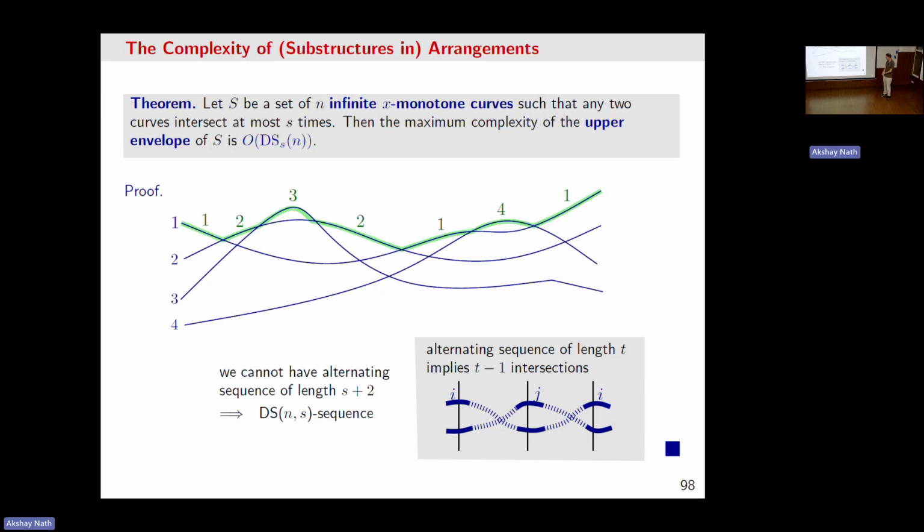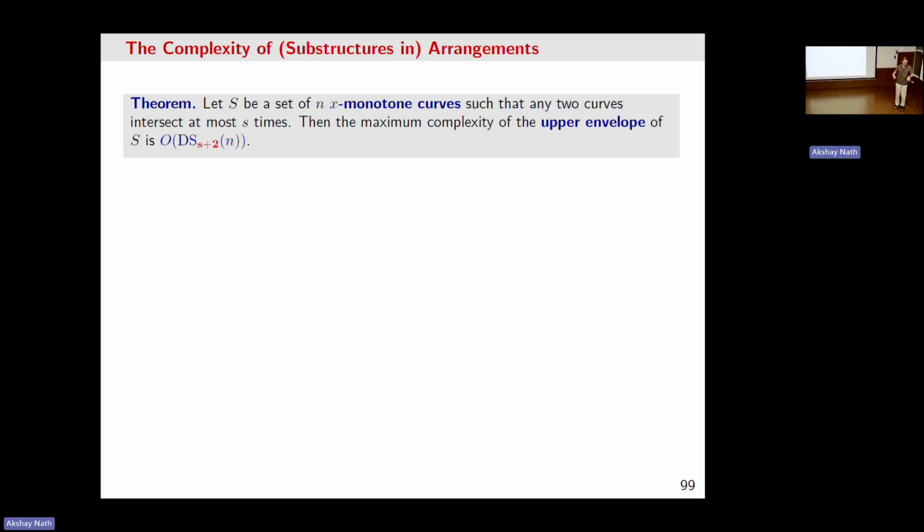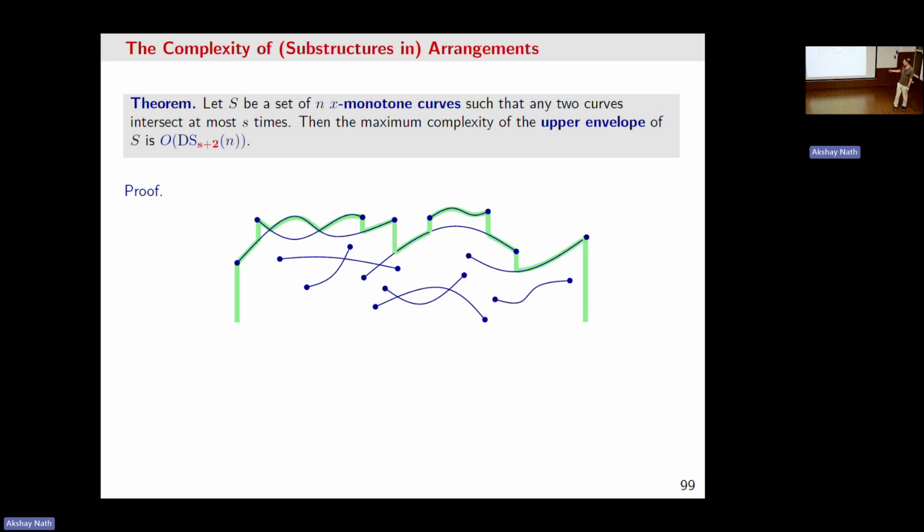But they are not fully defined. So they have endpoints. Then I claim you get exactly the same thing, except now I have to put a +2. Okay, the proof is going to be the same.